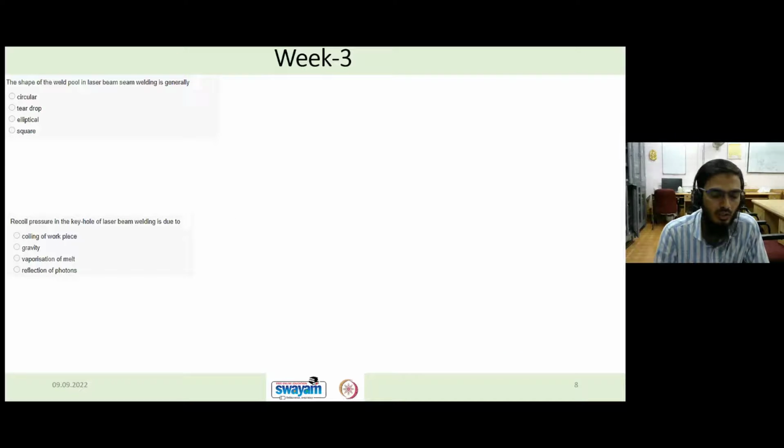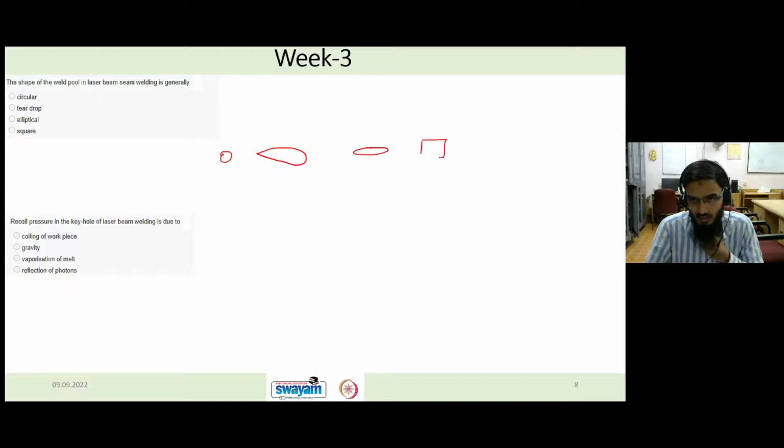Good. Now try to read this question and tell your answer. The shape of weld pool in laser beam welding is generally: circular, teardrop like this, or an elliptical one, or a square. So if you are doing laser welding, let's say this is a high energy laser beam falling onto your base plate, what will be the shape of the weld pool? Circular, teardrop, elliptical, or square?